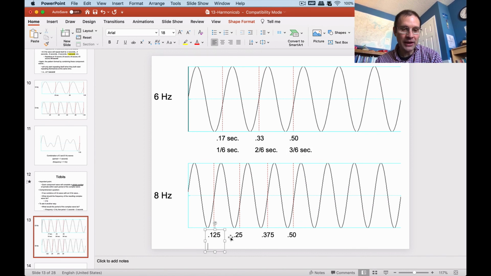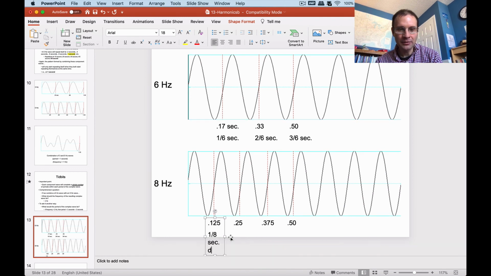So for the 8 hertz wave, it's going to complete one pattern in 1/8 of a second. Might be a little more constrained here. I think you can still see it. This is going to be 2/8 of a second, or 1/4 of a second. This is 3/8 of a second. And this is 4/8 of a second.